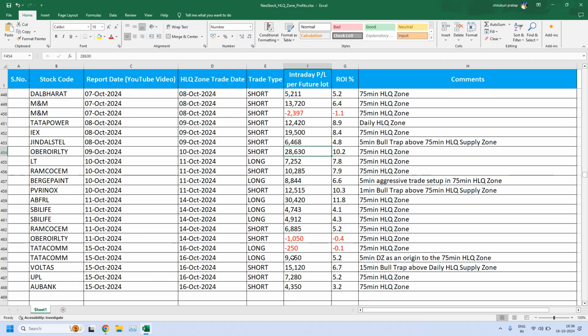Because our system is working in such a way, some of our people who are with us for the last 1 year or maybe last 10 months or 9 months, they have been seeing the HLQ zone analysis every day. They got the confidence, they built the confidence. They don't mind taking trades even in the last 15 or 20 minutes of the closing session.